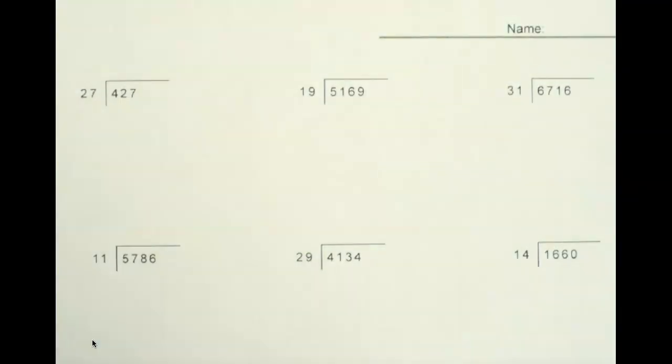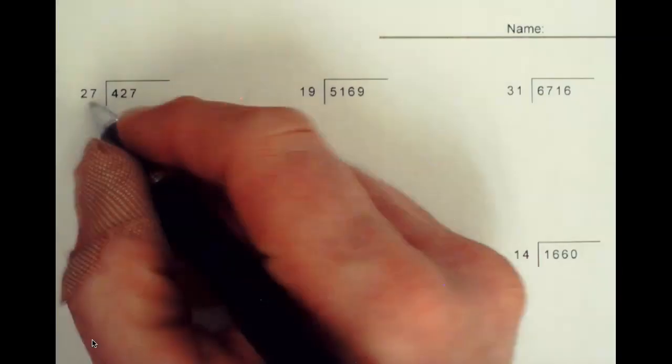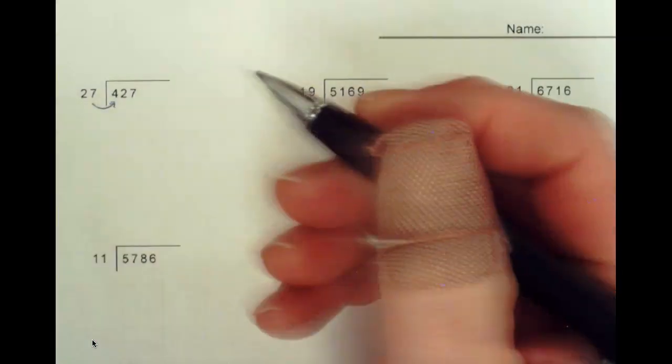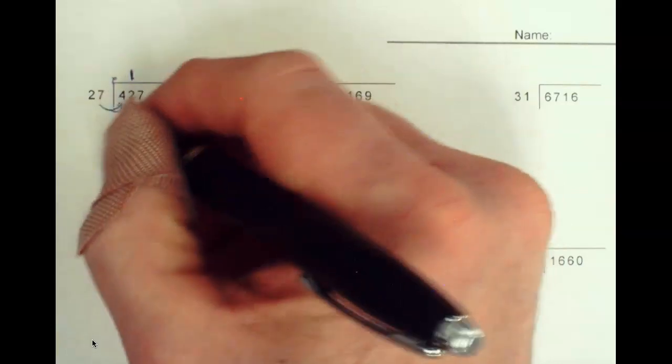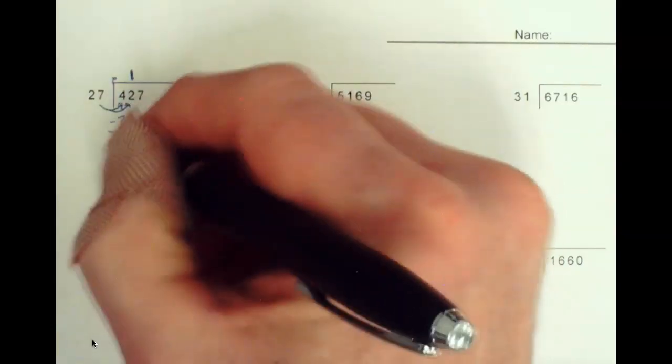All right, we have 27. Does it go into 4? No, it does not. It will fit into 42 though. So it will go in there just one time. So one group of 27, 1 times 27 is 27. I subtract, I have 15 left over.